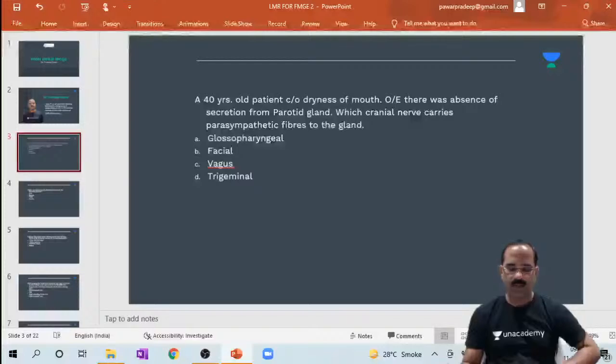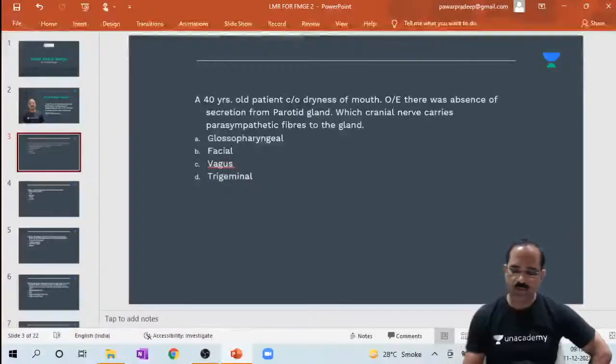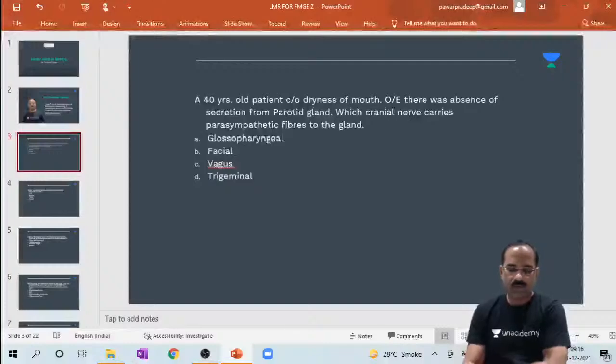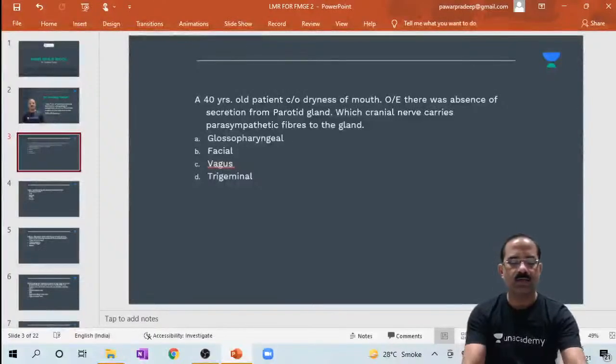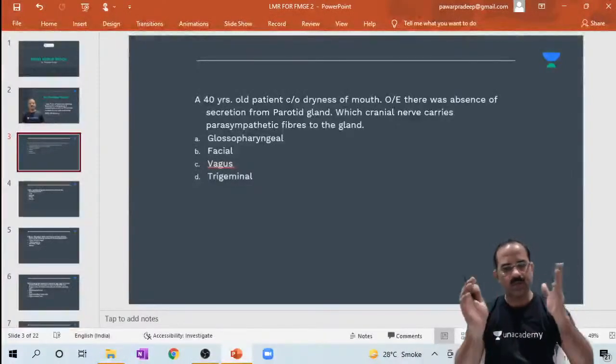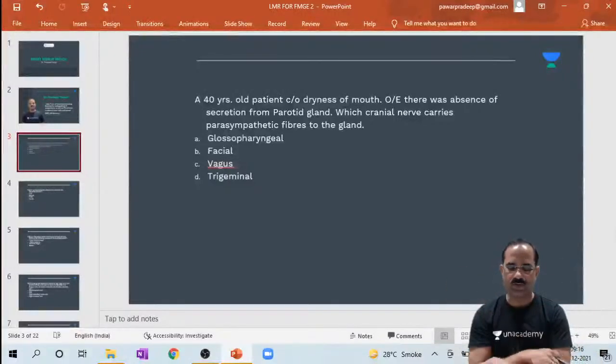Come on, answer this. A 40 years old male patient complains of dryness of mouth. On examination, there was absence of secretion from the parotid gland. Which cranial nerve carries parasympathetic fibers to the gland? Answer this. Even if it is wrong, it's fine. Do not retract your messages. Let us be interactive. Come on, students.